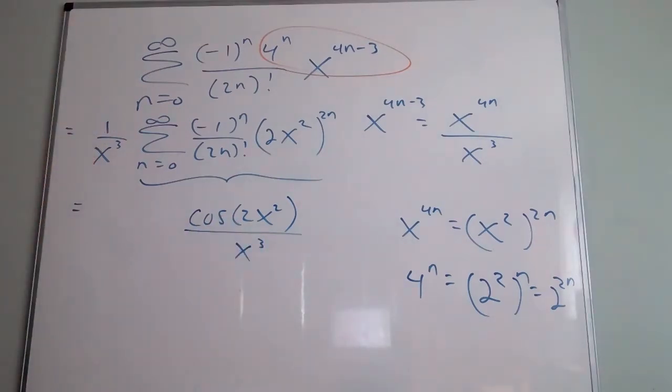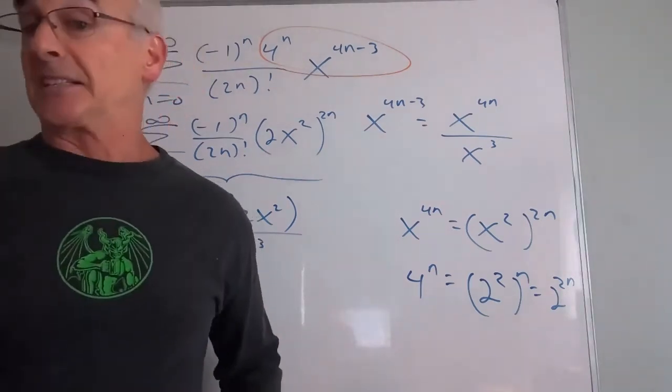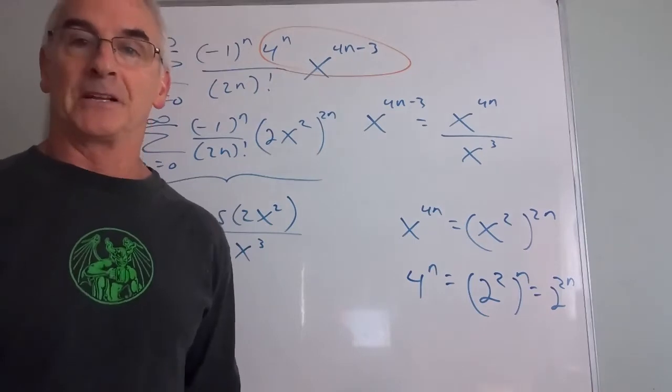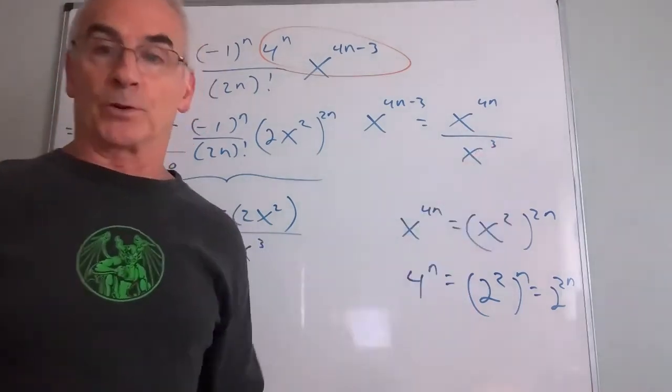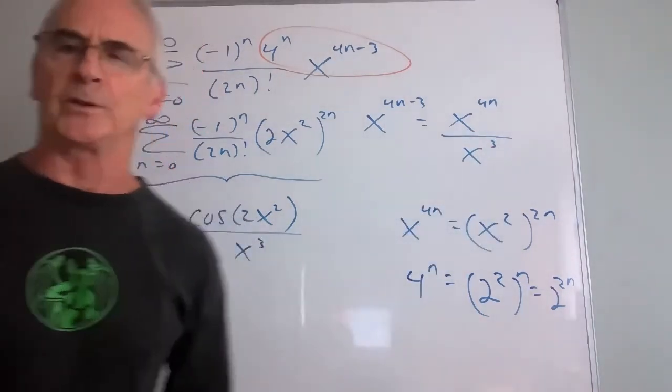Beautiful. Now this will converge for all real numbers, except what? Because cosine, the interval of convergence, is all real numbers. Will this converge for all real numbers?